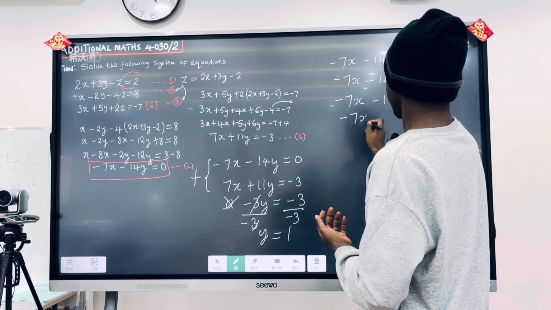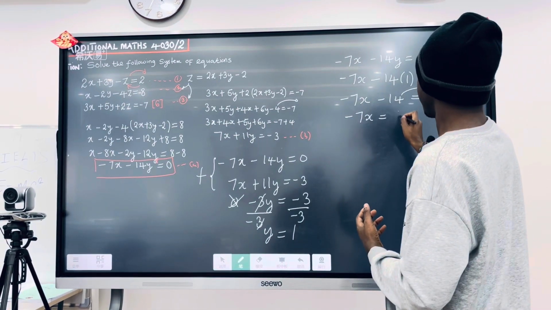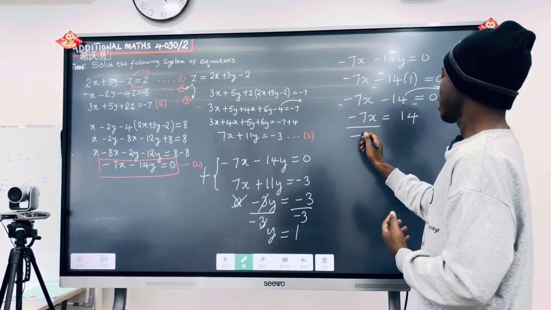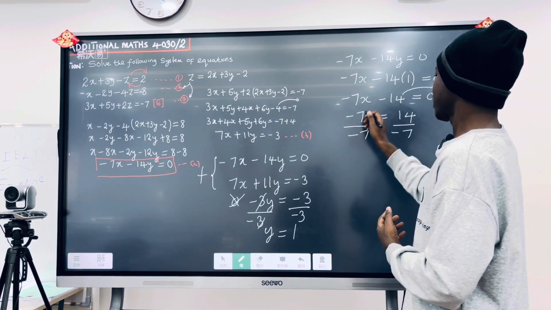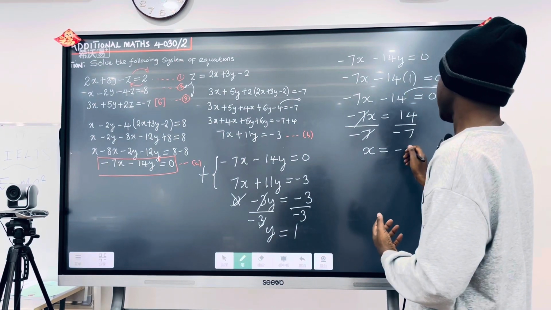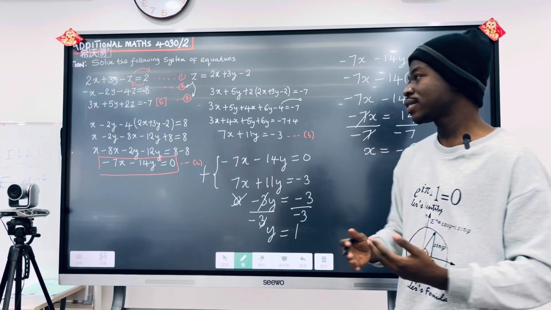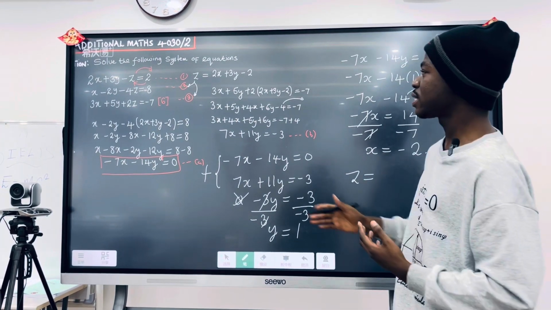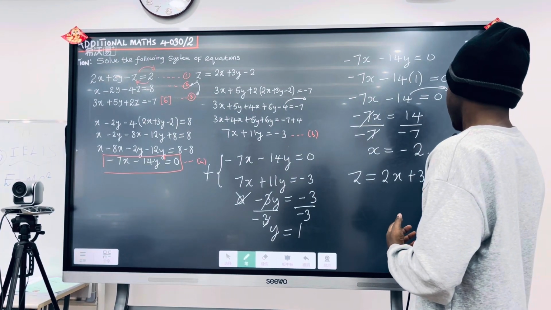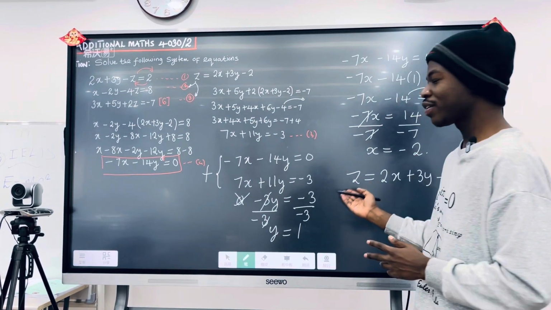So negative 7x equals negative 14, we cross the equal sign, it becomes positive. So we're going to have positive 14. We divide throughout by negative 7 to get the value of x. So x equals 14 divided by negative 7, which gives us negative 2. So we know the value of y, we know the value of x, and we also know z. Remember when we were just starting, we said z was equal to 2x plus 3y minus 2. Knowing the value of x and the value of y, we can easily find the value of z.